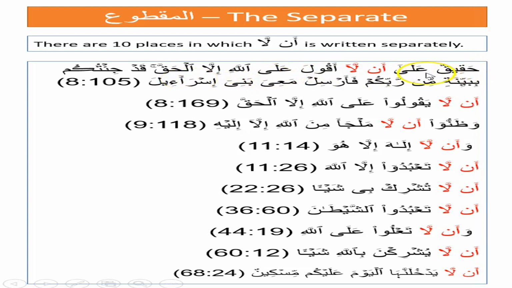So haqiq, if you're going to stop, it's going to be haqiq ala an. Yeah, so this is why the Maqtoo' writing affects the recitation. Because even though the word is actually Allah, it's written separately. So therefore, if we're going to stop, we can stop on an. And all of the other examples are here for you to see. So you've got Allah yaqulu ala Allahi illa al-haqq. If you're going to stop here, then you're going to stop on an.